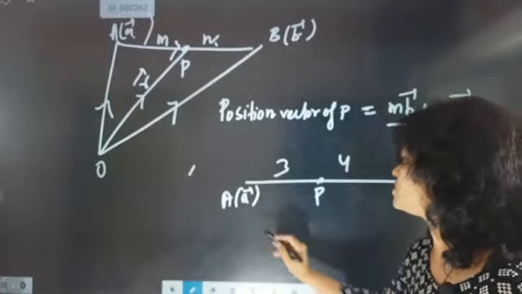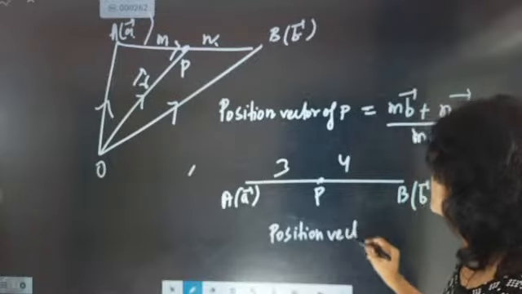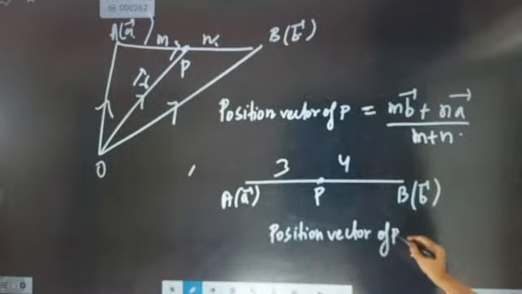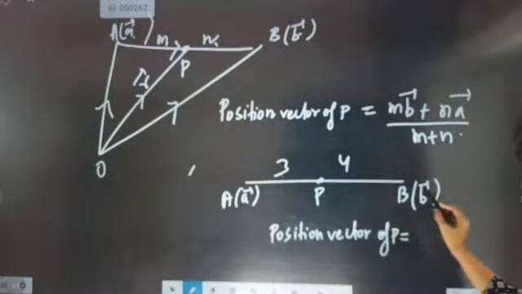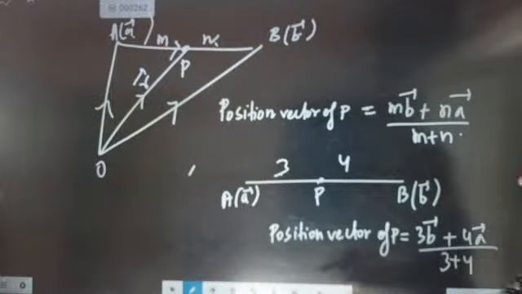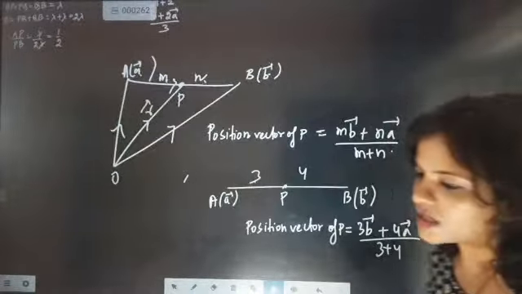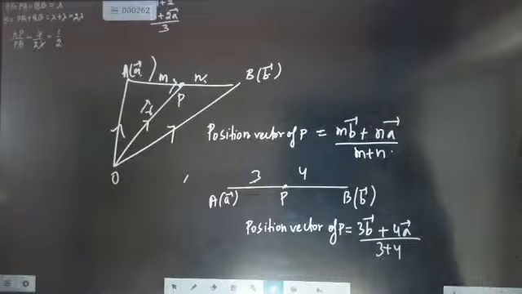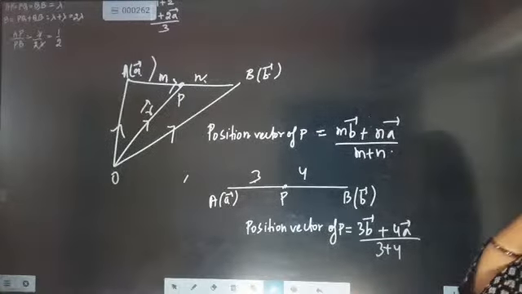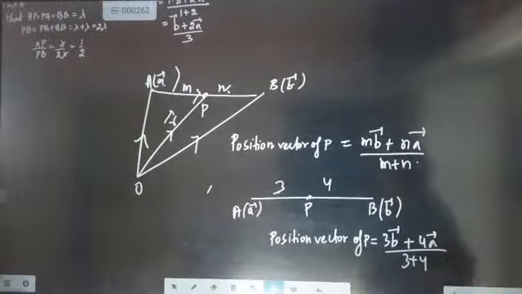So you will say position vector of P will be equal to 3 into B vector plus 4 into A vector by 3 plus 4. Like this you have to find it. This is exactly for the internal section formula. I repeat, this is coming for internal section formula.